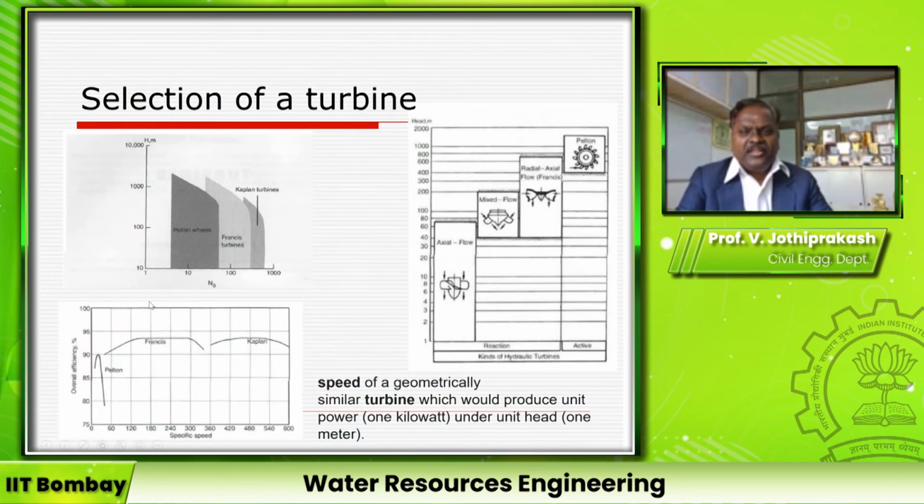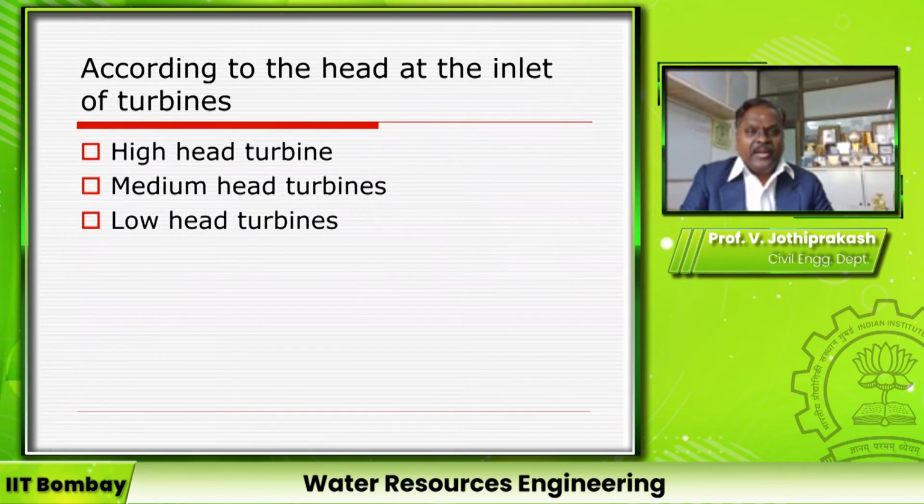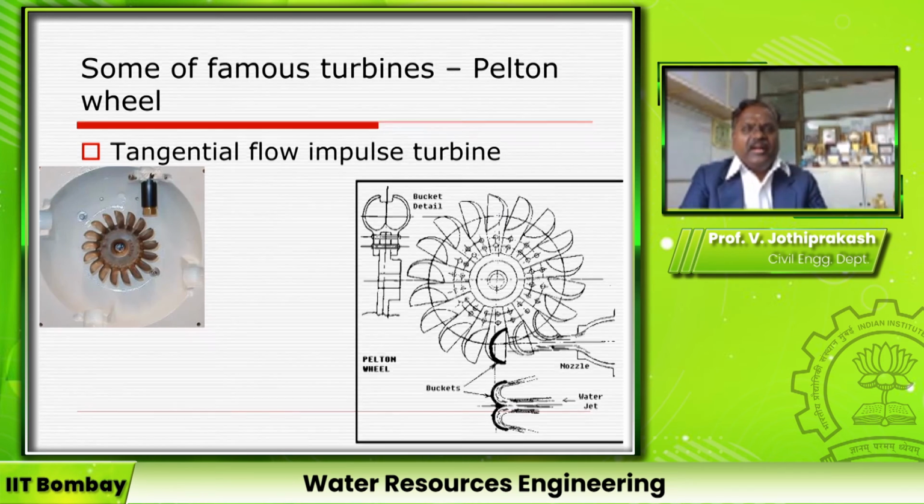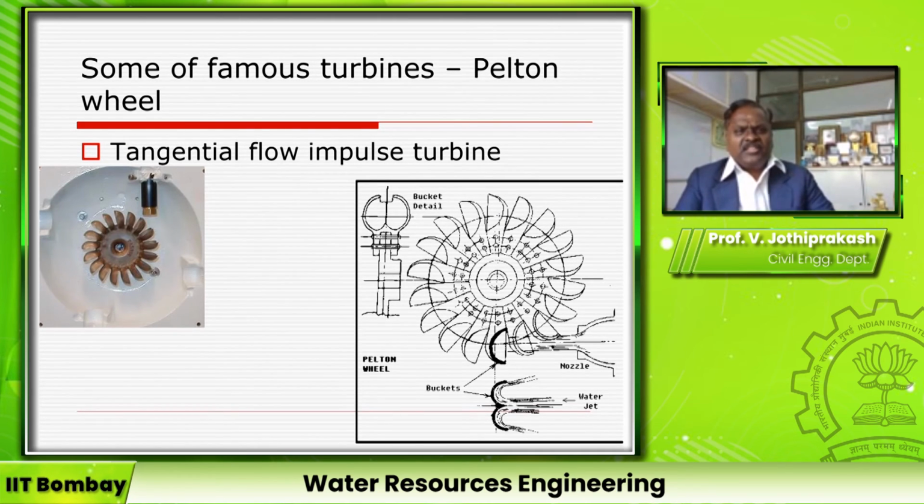What is it? It is the speed of a geometrically similar turbine which would produce unit power under unit head. This is the rated head. That means the speed of the turbine which produces unit power, 1 kilowatt, under unit head is called the specific speed of the turbine. Depending upon this also we have three types: low specific speed, medium specific speed, and high specific speed. And some of the famous turbines, let us see the Pelton wheel.